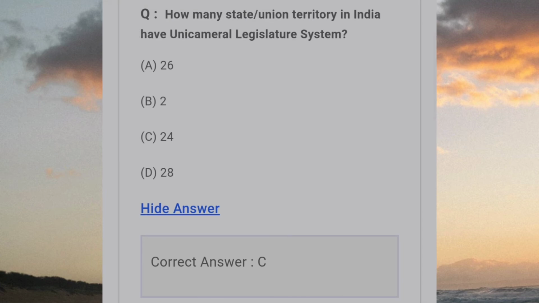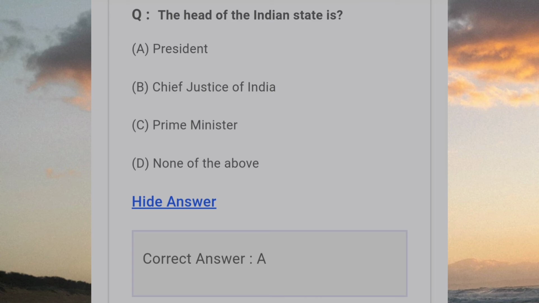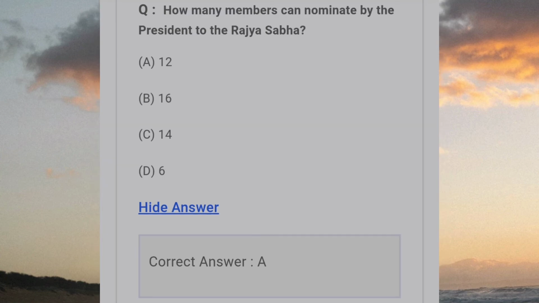How many states and union territories in India have a unicameral legislature system? Answer C. 24. The head of the Indian state is? Answer A. President. How many members can be nominated by the President to the Rajya Sabha? Answer A. 12.